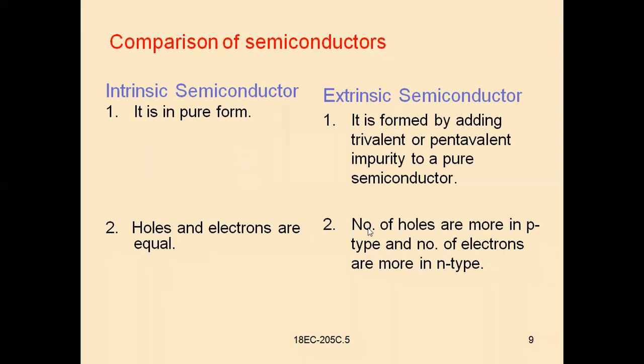Whereas in extrinsic semiconductor, the number of holes is more in P-type and the number of electrons is more in N-type. Extrinsic has two types, P-type semiconductor as well as N-type semiconductor. In P-type semiconductor, the majority charge carriers are holes, so the number of holes is more in the P-type. And in N-type, the number of electrons is more. Whereas in pure semiconductor, it is observed that holes and electrons are equal in number.